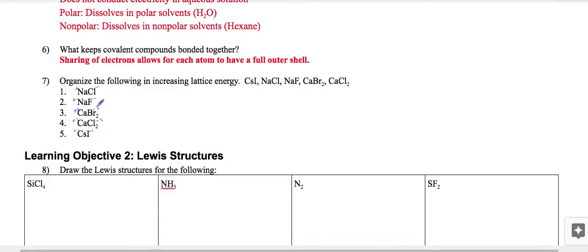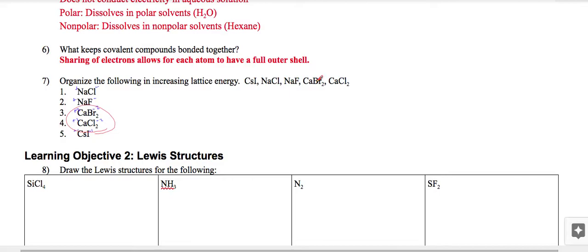And so I'm going to look at these two first, because they are the ones with the largest charges. I'm going to use the one that's smaller first. Smaller atoms have less electron shielding, so they're able to attract to one another more tightly. So I go with calcium chloride because it's the smaller of the two. That's going to be the strongest lattice energy.